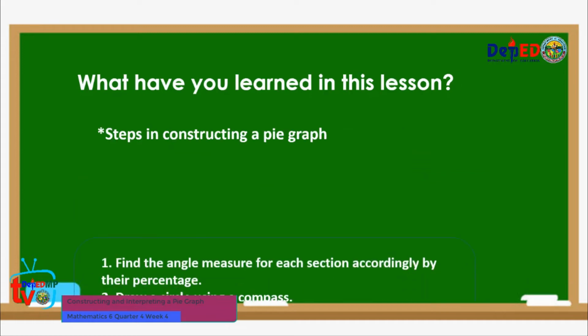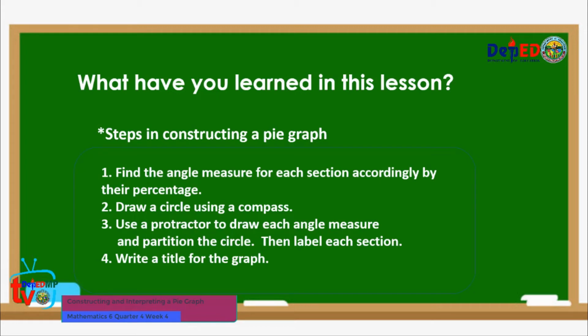So here is steps in constructing a pie graph. Number 1, find the angle measure for each section accordingly by their percentage. Number 2, draw a circle using a compass. Number 3, use a protractor to draw each angle measure and partition the circle, then label each section. Number 4, write a title for the graph.